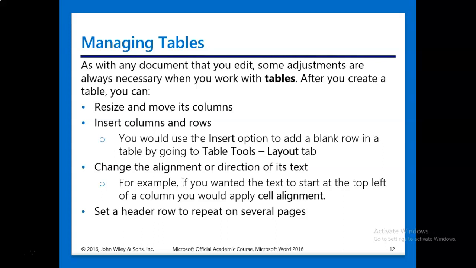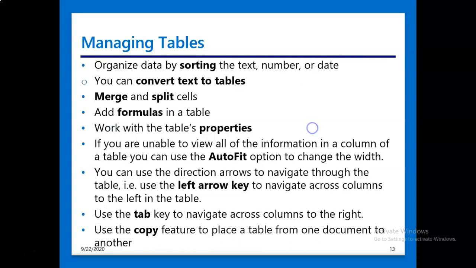For example, if you wanted the text to start at the top left of a column, you would apply a cell alignment. You can also set a header row to repeat on several pages if your table is more than one page. You can organize the data by sorting the text, number, or date. You can convert text to tables. You can merge and split cells. You can add formulas in a table. You can work with the table's properties.